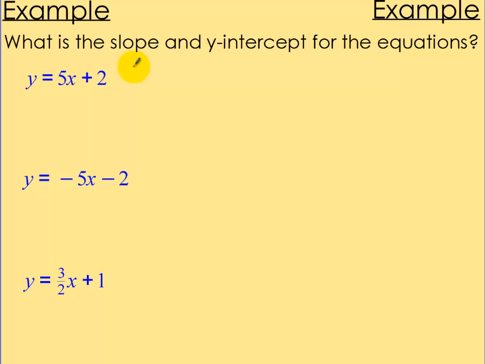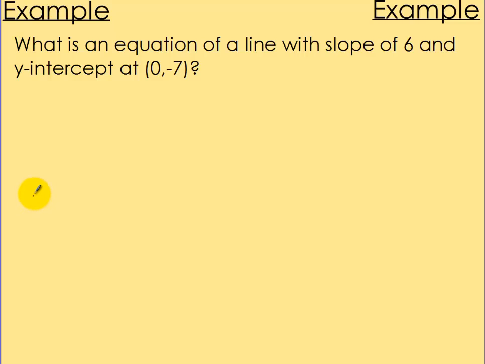All right, what is the slope and y-intercept for the equation? So for the first one, your slope m is going to be 5, and your y-intercept b is going to be 2. The next one, your slope is going to be negative 5, and your y-intercept, since it's minus 2, it's negative 2. The last one, your slope is going to be 3/2, and your y-intercept is going to be 1. All right, move on. Pause the video.